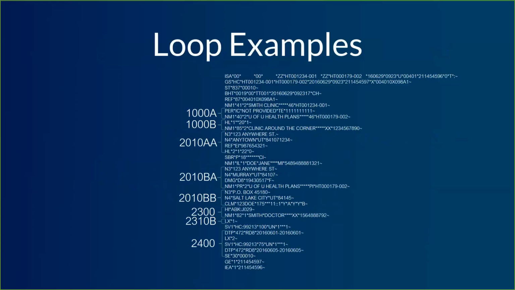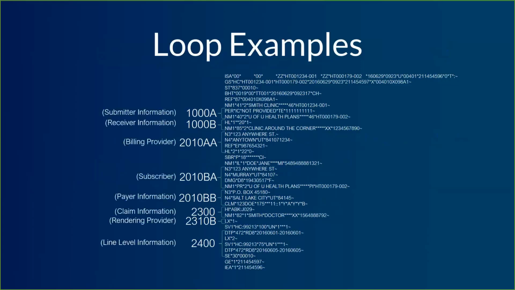Now, if I were to tie this up with the earlier example, we can see here that we're still going with more general information at the top and more specific information at the bottom. And you could call, for example, 2010AA, you could call that loop the billing provider loop. You could call it the 2010AA loop. Both are correct.